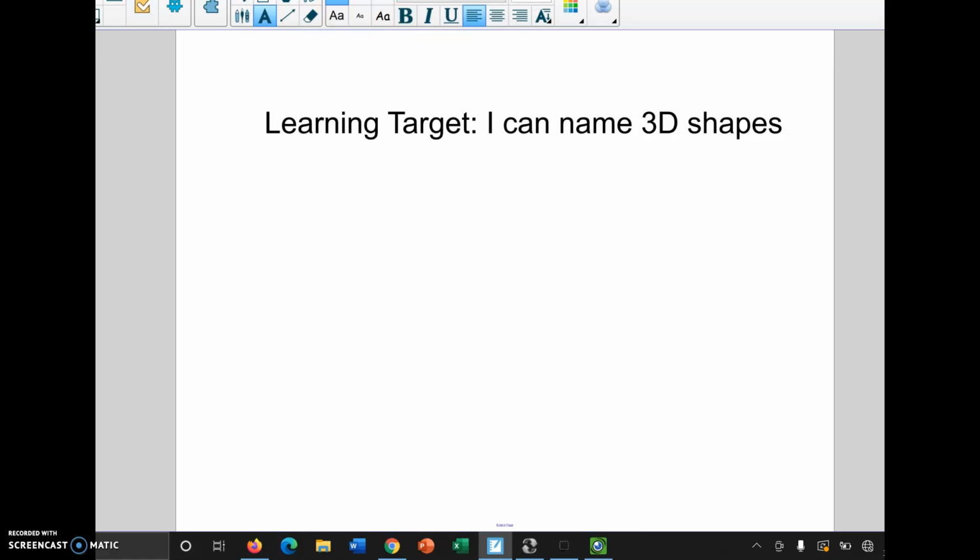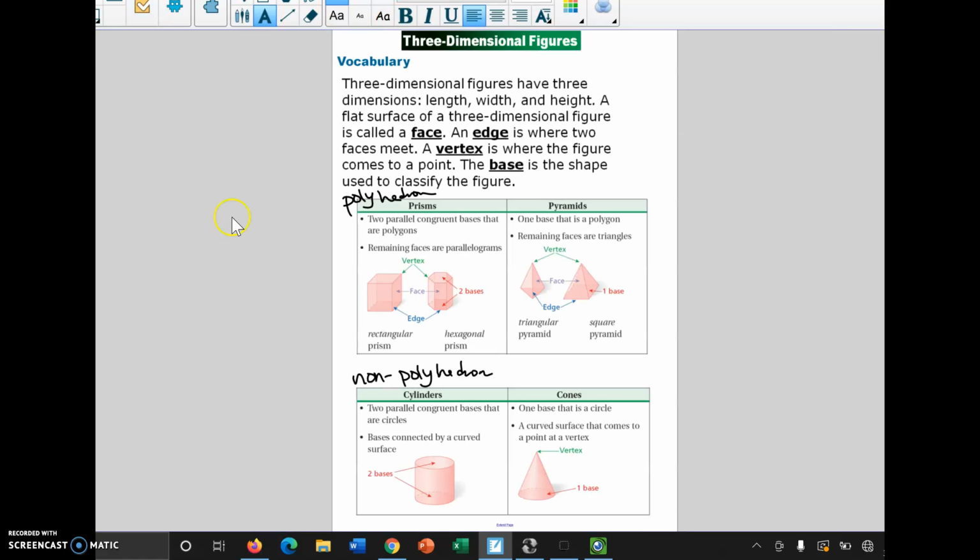So we're going to name 3D shapes, and this is lesson 10.1. And this should be in your notes. If it's not, then we'll just do our best here. So three-dimensional figures have 3 dimensions: length, width, and height. We've only done 2D shapes so far this year.